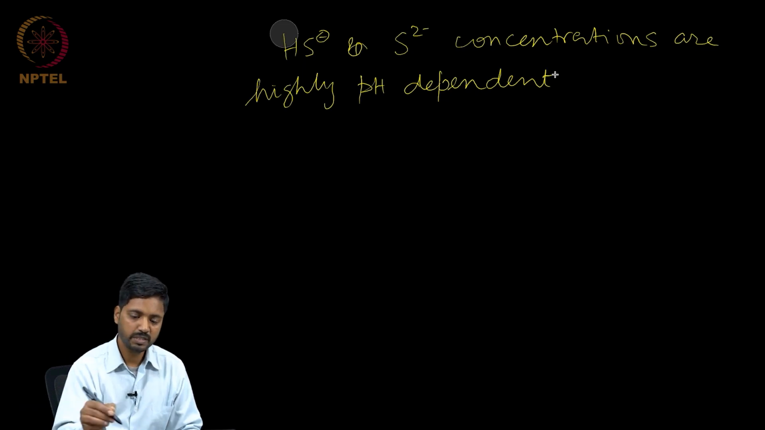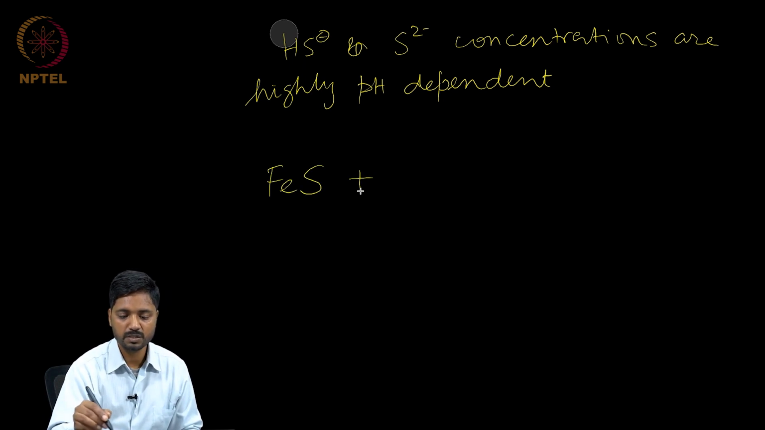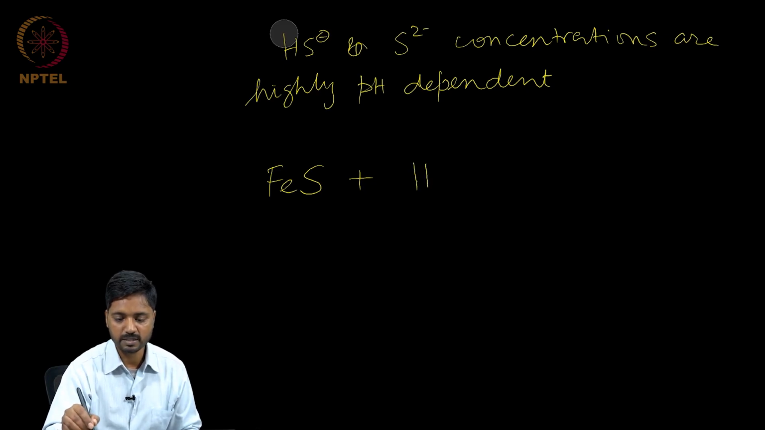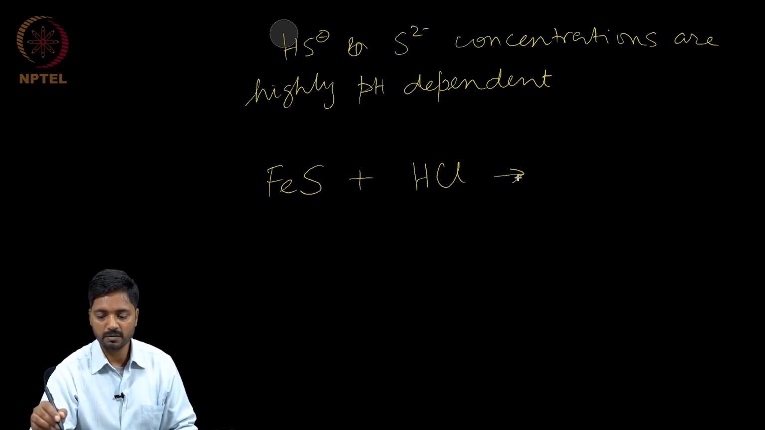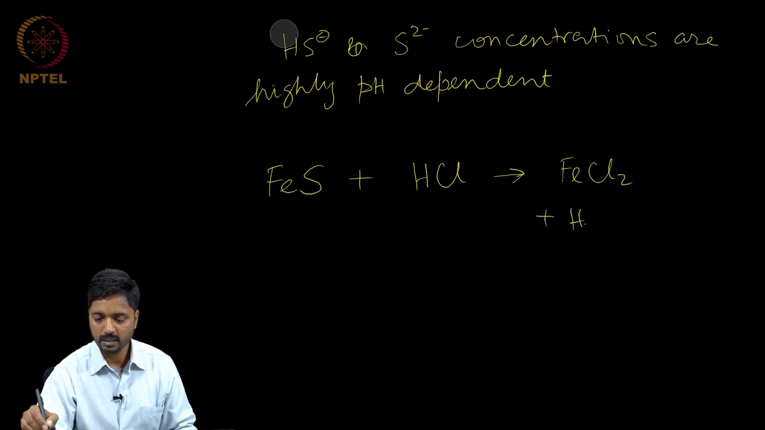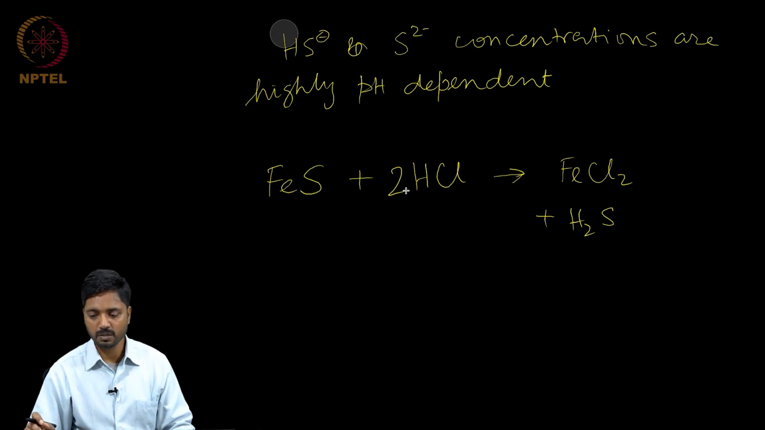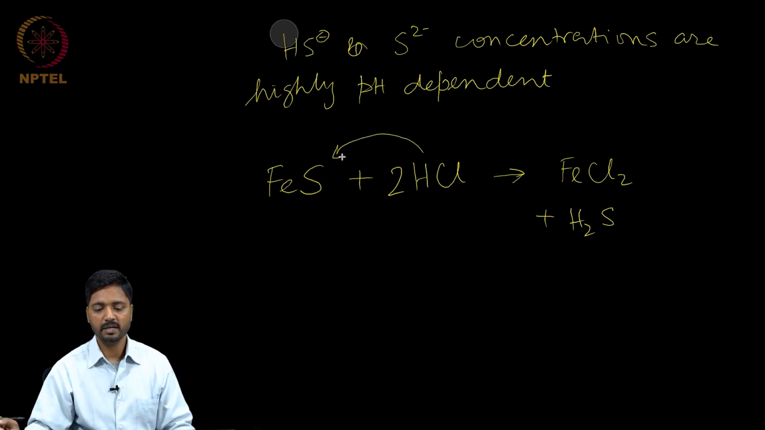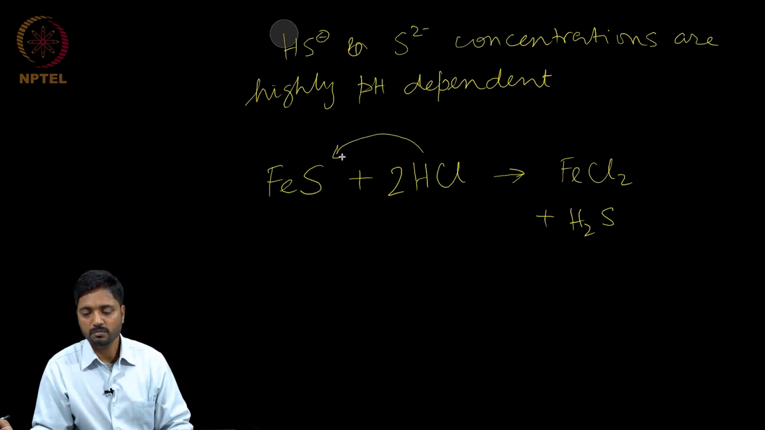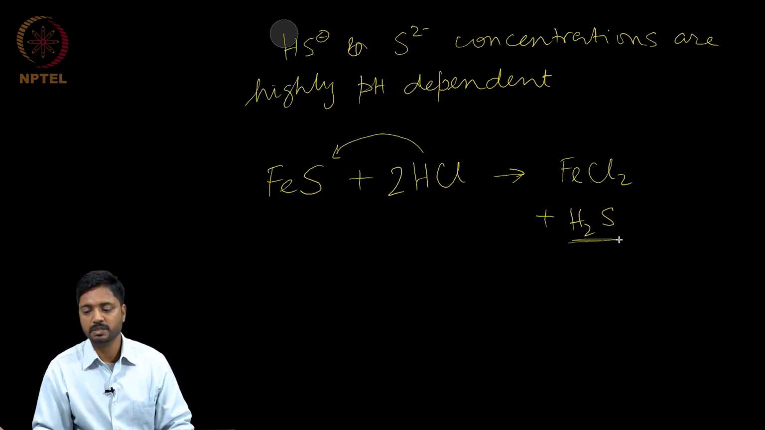And how is H2S gas generated? You must be aware that you have Kipp's separators where iron sulfide is reacted with hydrogen chloride to generate the H2S gas, and this can be controlled based on the addition of HCl into the FeS, controlled based on how much H2S is being released in the Kipp's separators.